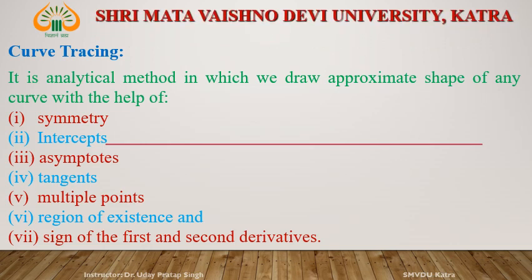What is curve tracing? Curve tracing is an analytical method in which we draw the approximate shape of any curve with the help of the following: symmetry, intercepts, asymptotes, tangents, multiple points. We will take one separate lecture on multiple points, but for the time being, we consider multiple points, region of existence, and sign of first and second derivative.